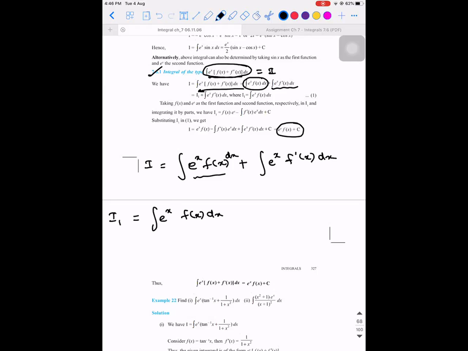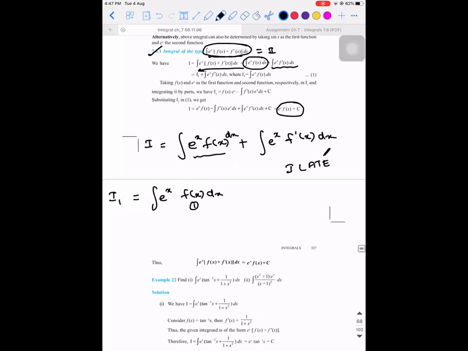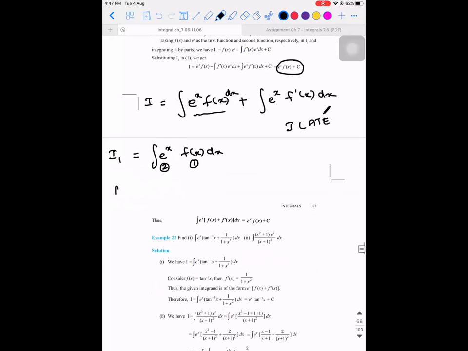Integrated using by parts. If you apply the logic of ILATE, exponential is always the second function. So this is first and this is second. Now tell me, first function into integral of second function minus integral of derivative of first function into integral of second function. Are you guys able to understand till here? So I will write it again. Observe.